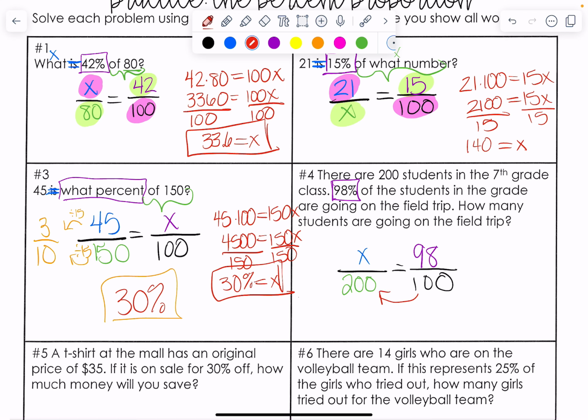But in this one, I noticed that 100 times 2 gives me 200. So I'm actually just going to do 98 times 2 to figure out 196 is my answer. Now, because this is a word problem, I also want to double check and ask myself, what does this number represent? So 196 is telling me the number of students going on the field trip. So there's 196 students on the field trip.